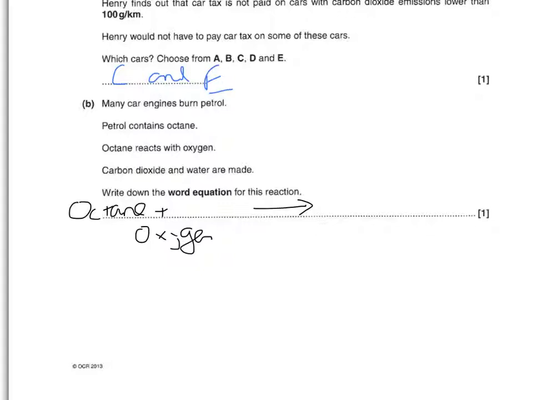And then put what are made. So it tells you carbon dioxide and water are made. And you make sure you put pluses in between each of the reactants and each of the products.